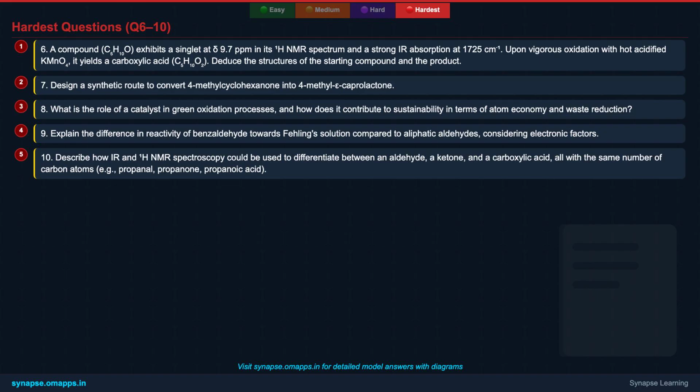Next, explain the differing reactivity of benzaldehyde towards Fehling's solution compared to aliphatic aldehydes, focusing on electronic factors. And finally, describe how IR and 1H NMR spectroscopy can differentiate between an aldehyde, a ketone, and a carboxylic acid, all with the same number of carbons. These questions require a comprehensive understanding, so put on your thinking caps.